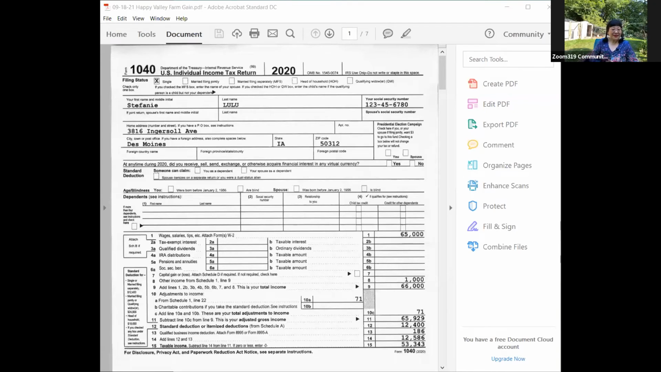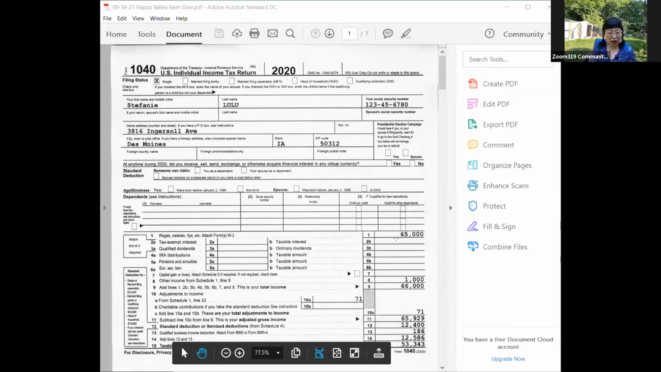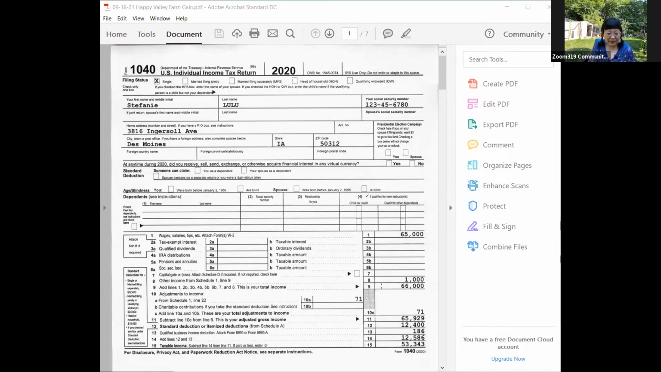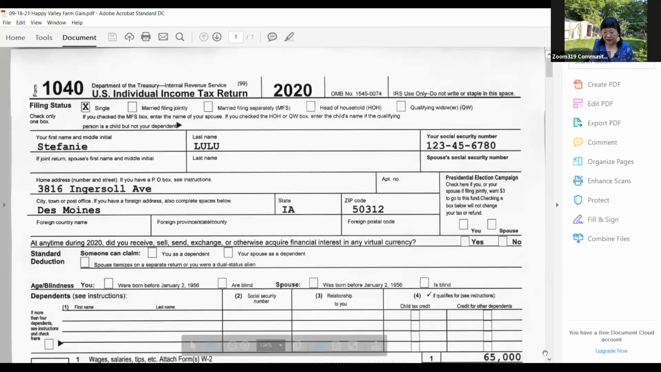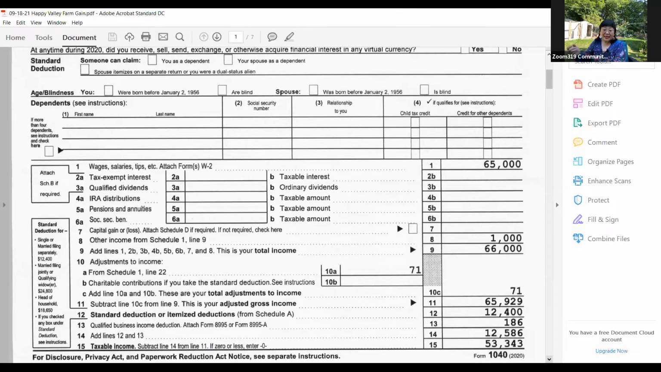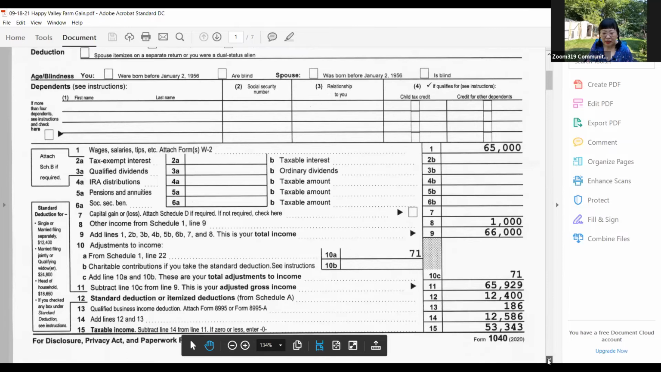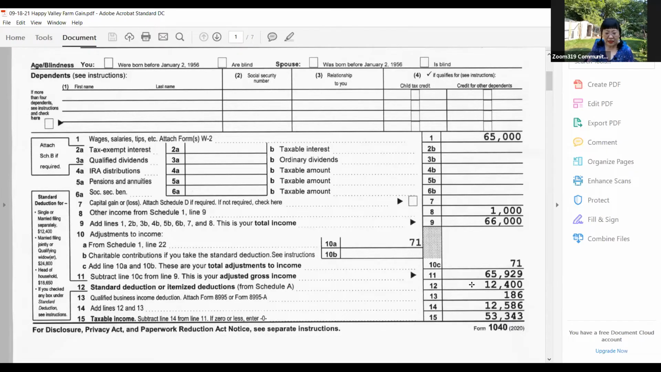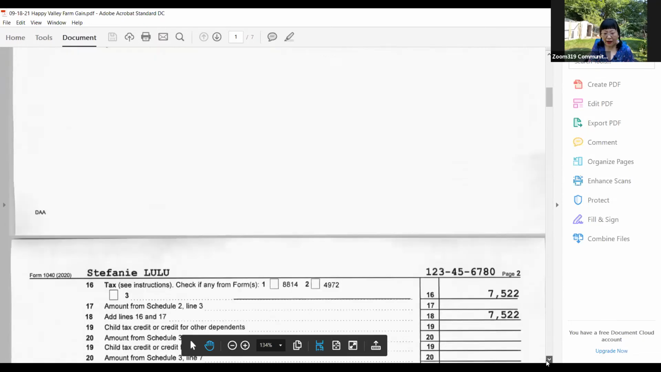Okay, so I am showing Stephanie's tax return. And look, she has a job that pays her $65,000 a year. Under line 8, you see that 1,000. Let me make this big. So she has W-2 income of 65 and the 1,000 that is on line 8. I'll show you quickly, that is the farm income she made out of raising those chickens behind me. And that gives her total income of 66,000. You can see that she filed single, so it is a standard deduction. There is a qualified business income deduction that reduces her income from 65,929 down to 53,343.